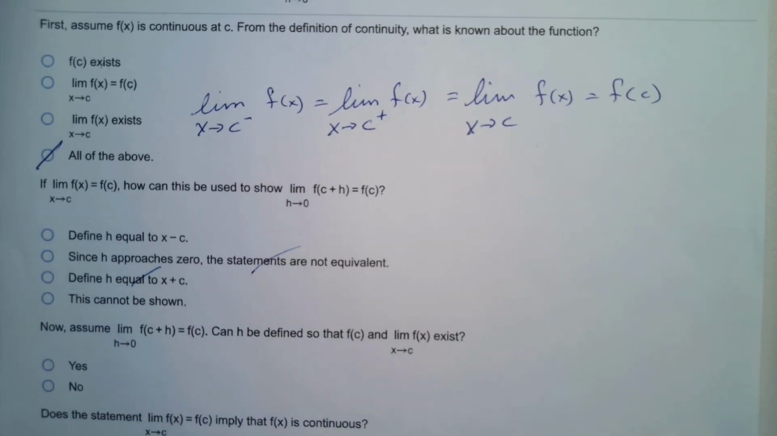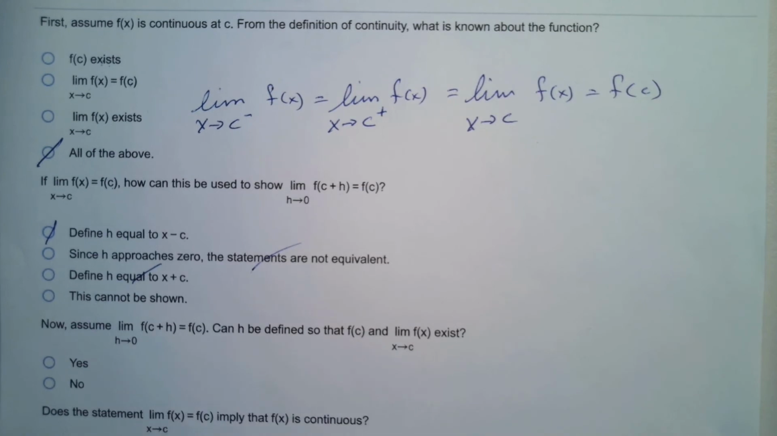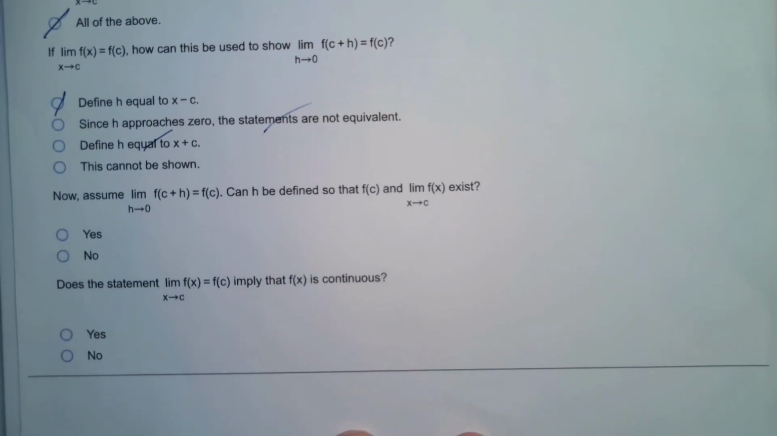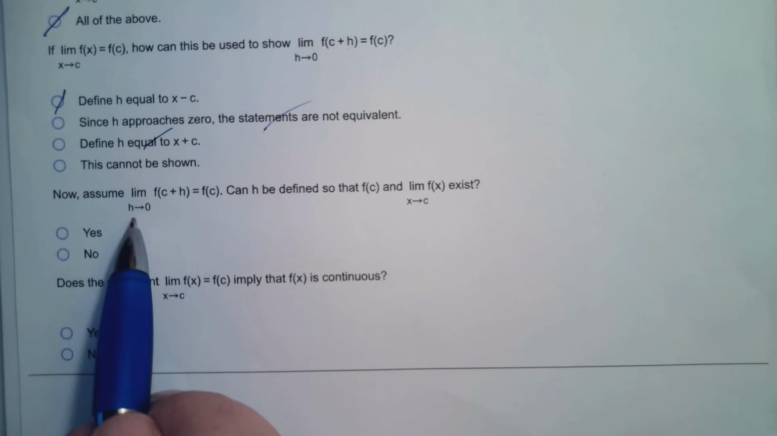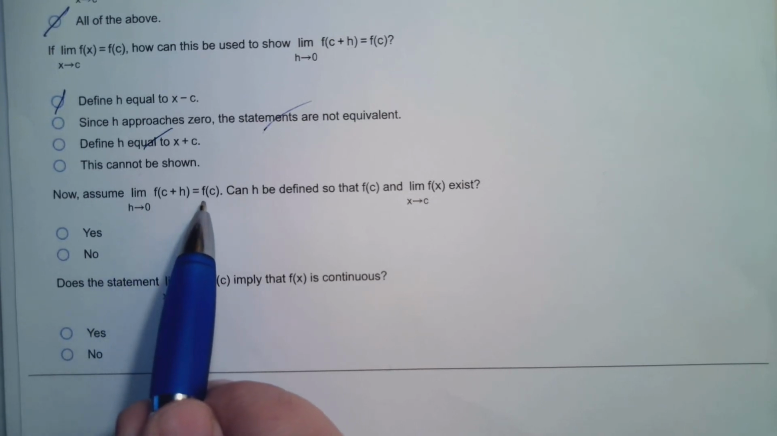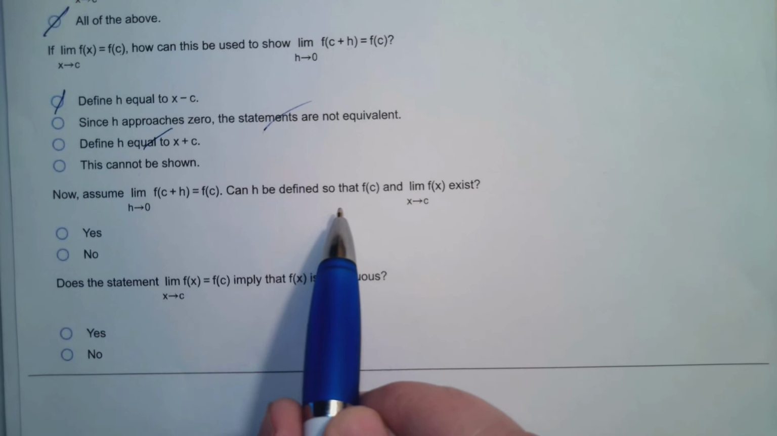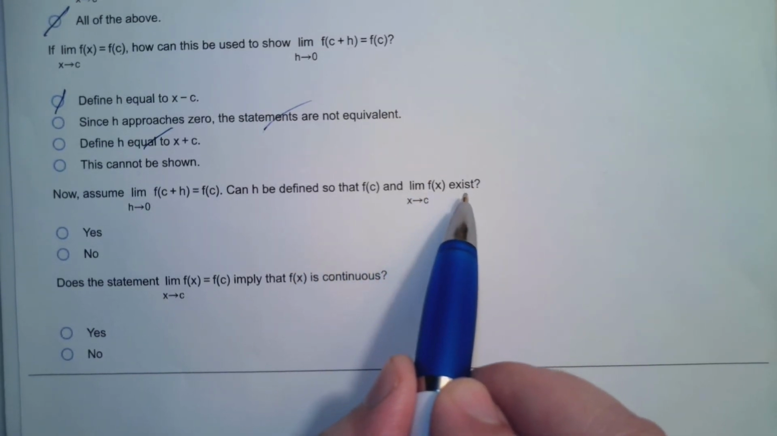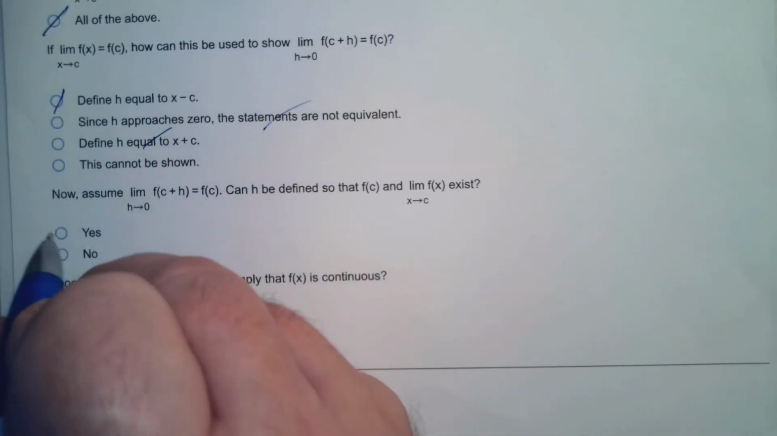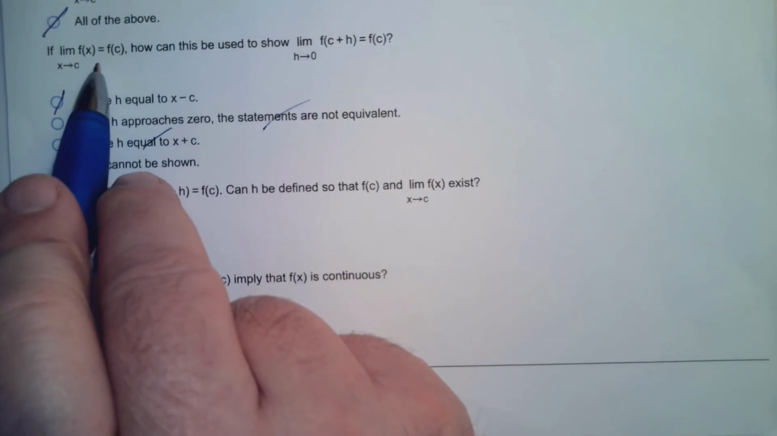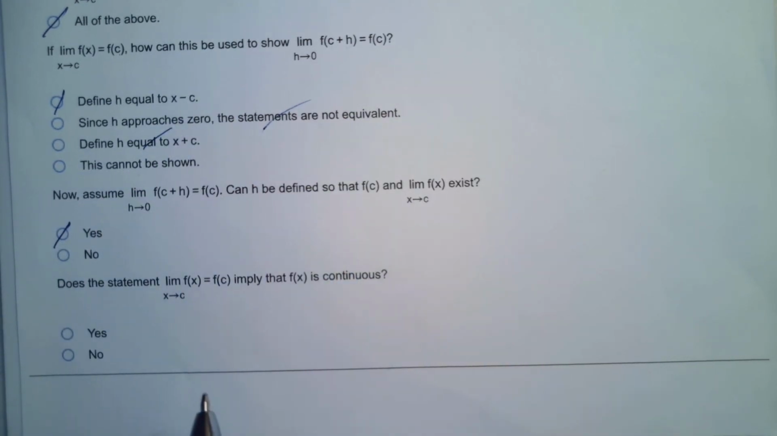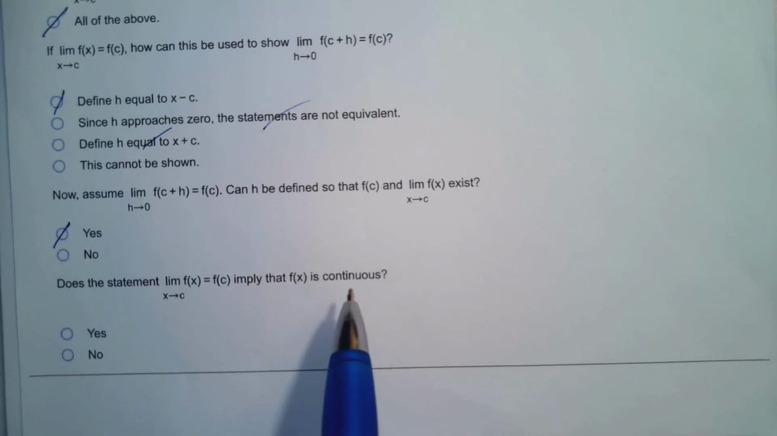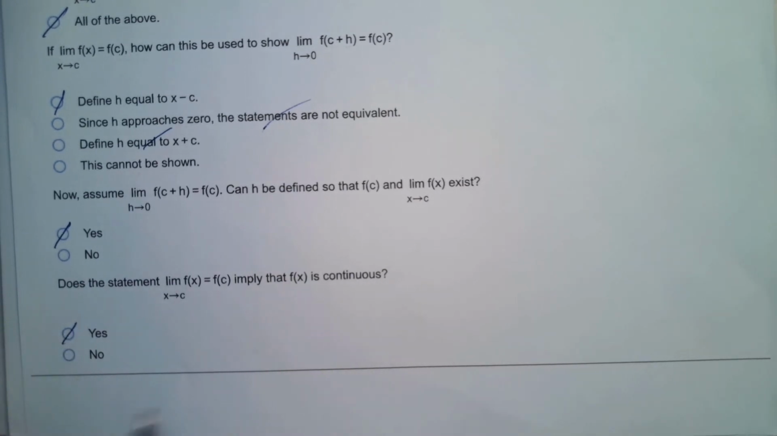So in this one, define h as x minus c. You go to the definition of continuity. Now assume that the limit as h approaches 0 of f of c plus h equals f of c. Can h be defined so that f of c and the limit of f of x as x approaches c exist? Yes, that's exactly how you're supposed to do it. Does the statement that the limit of f of x as x approaches c equals f of c imply that f of x is continuous? Of course. That's a necessary condition.